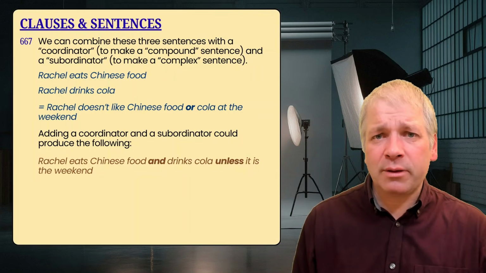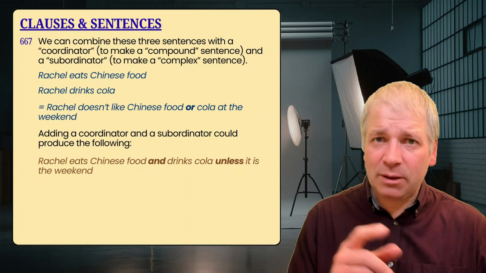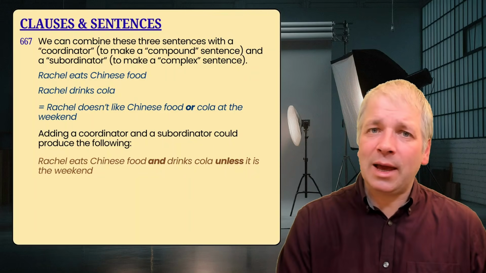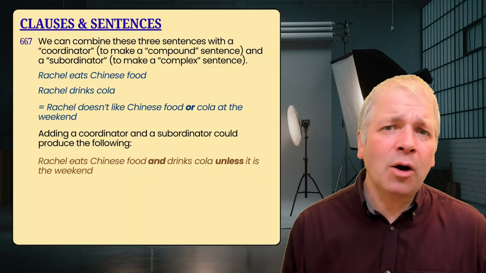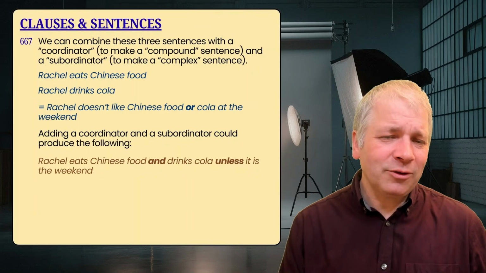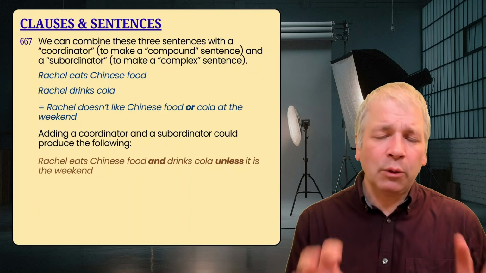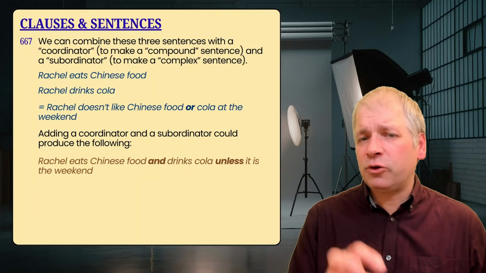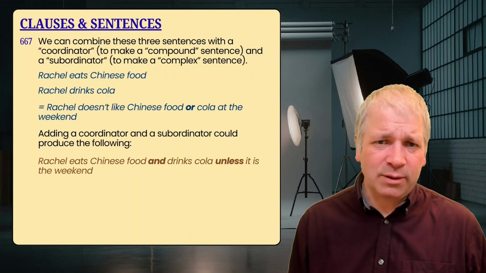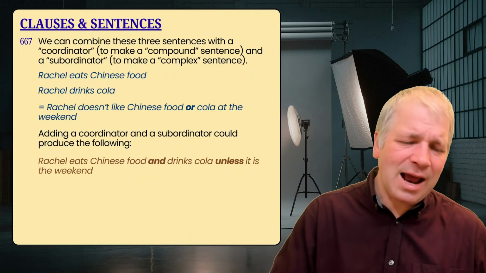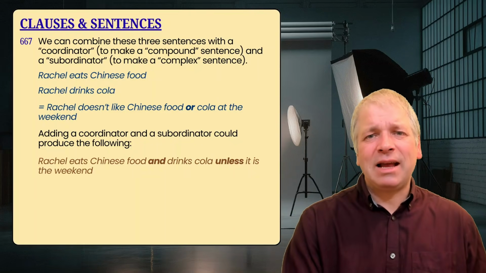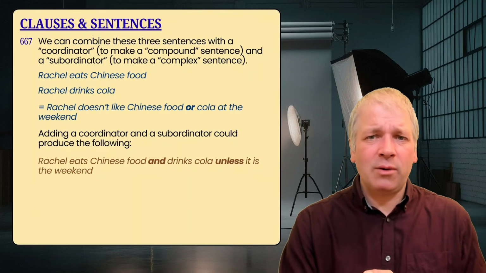We have three clauses and we have a compound element. Those are the bits joined by and. Then we have the complex element, unless it is the weekend. What's the difference between the compound part and the complex part? Well, we'll look at this more later on. But the compound part uses a coordinator that joins two clauses of equal value. Chinese food, drinks cola, equal value. But the subordinating part is not equal to the rest of the sentence. It only exists if it's connected to the bit before. So unless it is the weekend has to be connected to the other part. Chinese food and drinks cola does not.